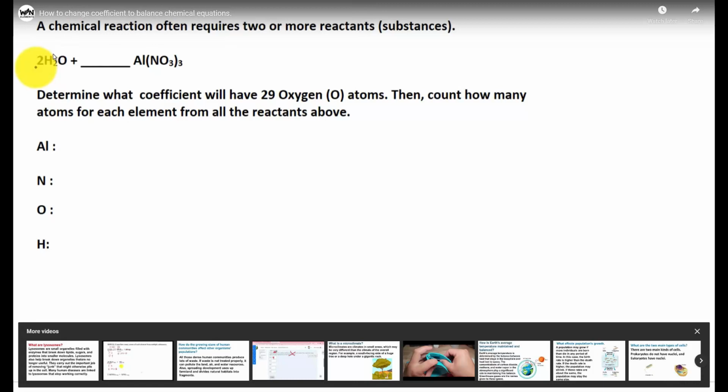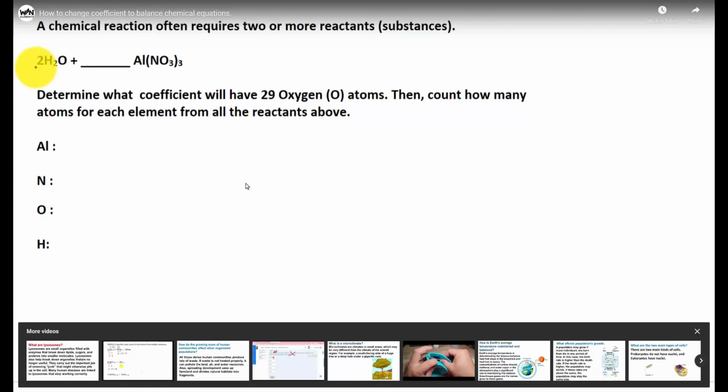For sure, we have how many oxygen over here? We have 2 H2O. 2 times 1 gives us what? 2. So what is 29 minus 2? 27. That means the total over here must be 27, right? So here we have 3 times 3. What's that? 9. So 9 times what number will give us 27? 3. Or you can take 27 divided by 9, which gives you 3 as well. See how easy that is?